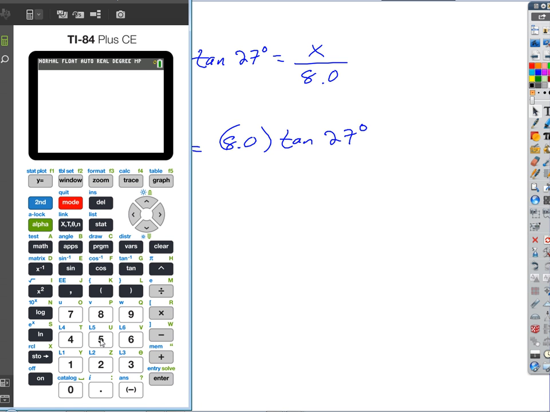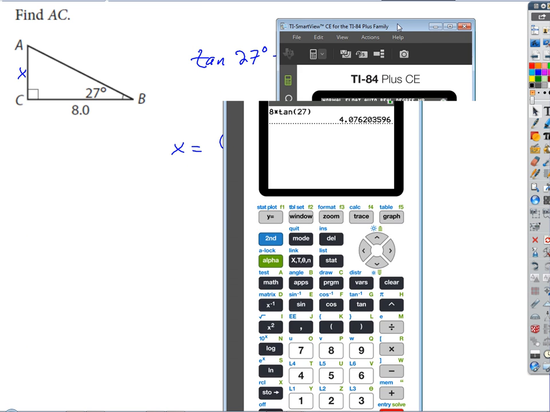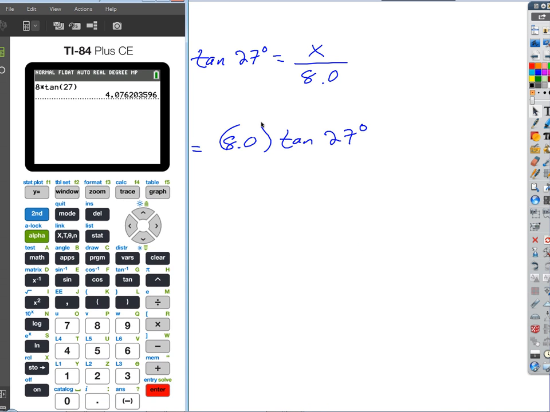So then all I've got to do is just go 8 times tangent, and then notice it's going to open up a set of parentheses because it wants to know what we're feeding the tangent. Well, the angle, 27 degrees. And so there's my answer right there, okay? So it's roughly 4.08, okay? Make sense? That's just a calculator number, right? That's not one you would know. That's just a calculator number.